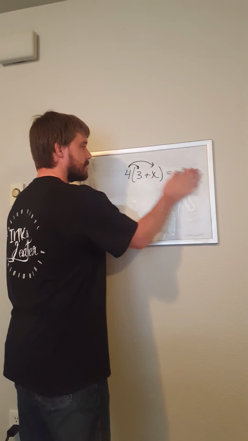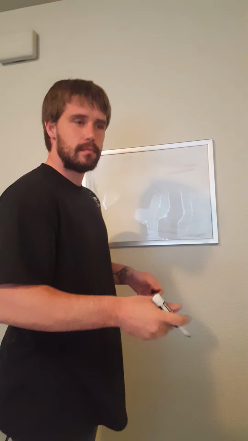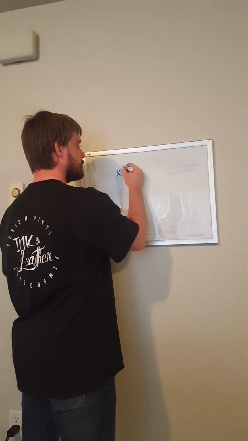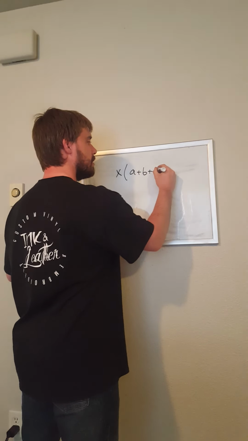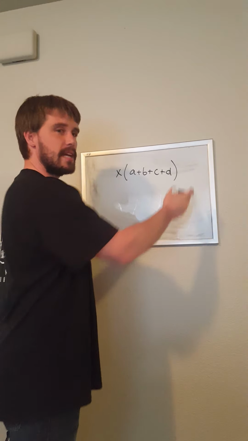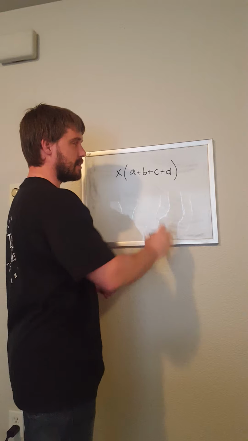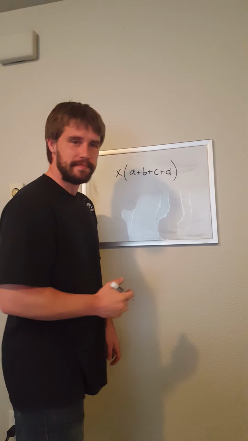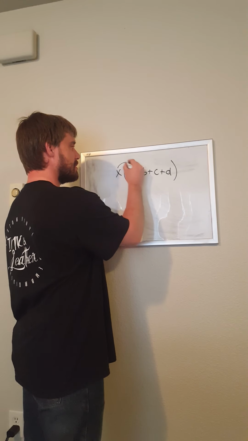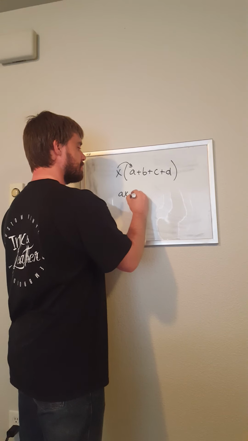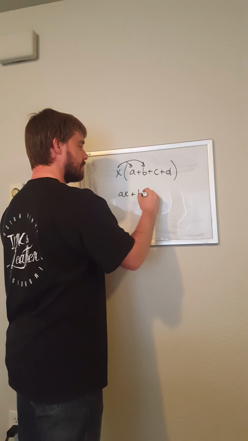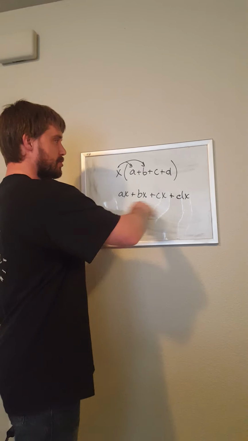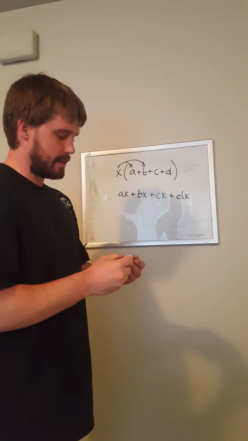And the distributive property works for any amount of numbers in the sum. So let's say we had x times a plus b plus c plus d. So we've got a sum of 4 things. And then we want to take that sum and multiply the whole sum by a number, x, our favorite number. So it's easy. We just do a times x plus b times x plus c times x plus d times x. And we have distributed the x to everybody inside.